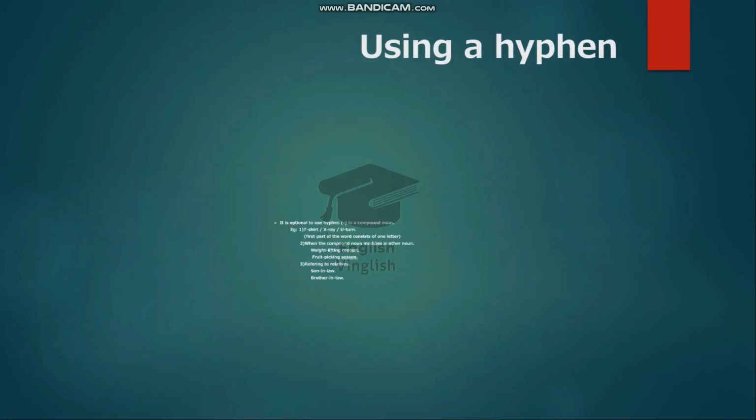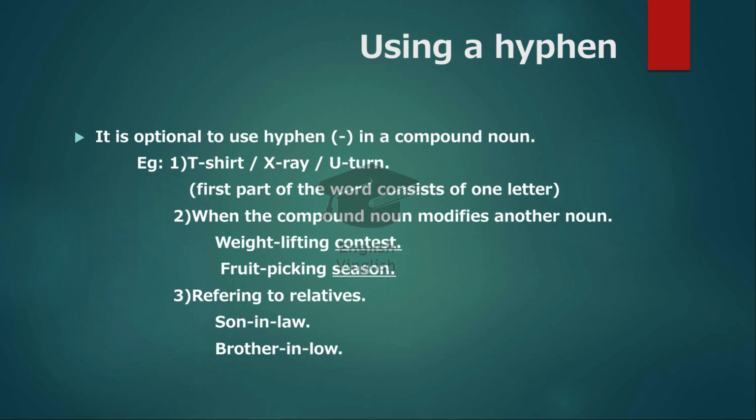Usage of a hyphen in compound nouns. Using a hyphen in a compound noun is optional. However, you have to use a hyphen in a compound noun in the following contexts. First one, if the first part of the word consists of one letter, we have to use the hyphen. T-shirt, X-ray, U-turn. In these examples, the first part consists of one letter, so we have to use a hyphen.